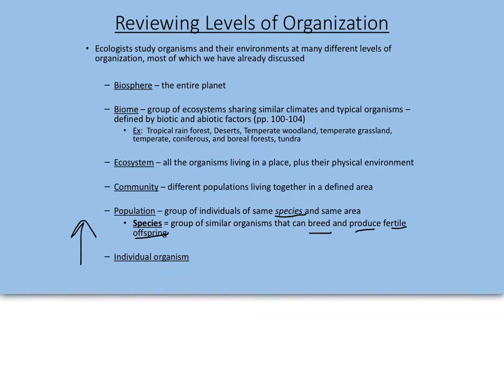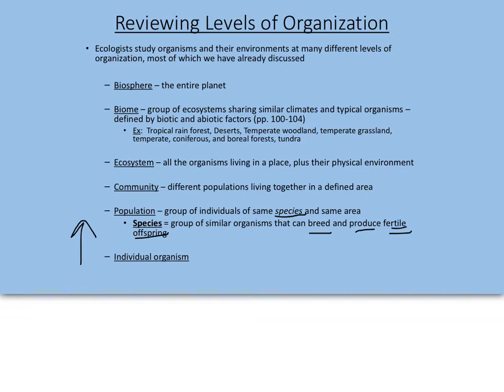We'll explore that a little more later this year, but the idea is if two organisms can mate, produce a baby, and then that baby can have babies, then you qualify as a species. So that's what we mean by being able to breed and produce fertile offspring. The question is, can the offspring also have kids?